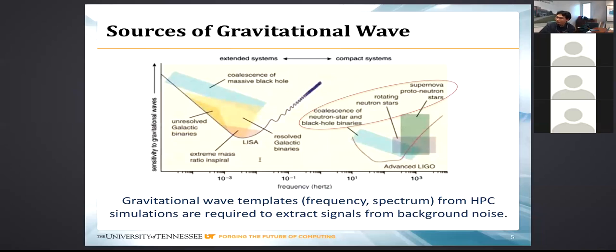But in any case, all of these are producers of gravitational waves, but the experiment itself, LIGO or Virgo, needs a template to know what kind of signals to expect. So where do we get the templates? This is where HPC simulation comes into play, right? This is where we can do a simulation of this phenomena, then we can give it to the observers to know what kind of signals we can expect from gravitational waves.